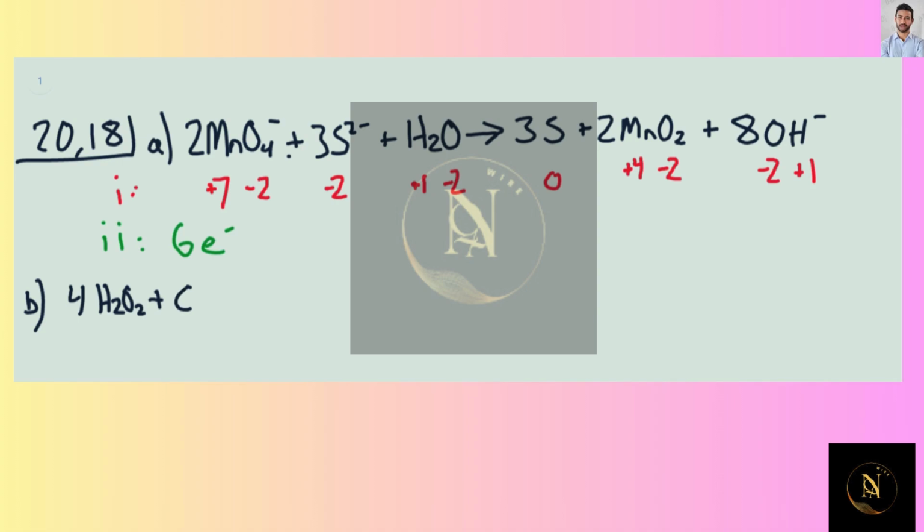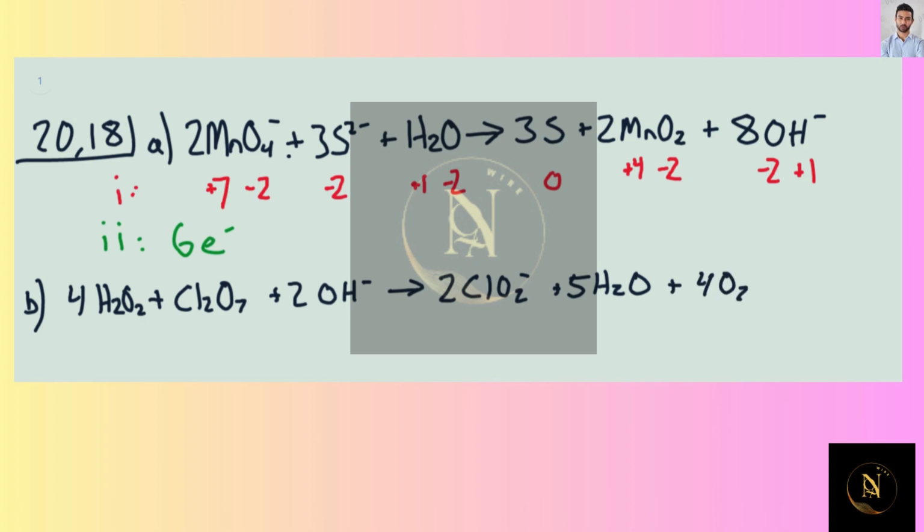So for part B, the reaction is 4 hydrogen peroxide, H2O2, plus Cl2O7, plus 2 hydroxide, and this will produce 2 ClO2⁻, 5 waters, and 4 oxygen molecules. So we can go ahead and look at the oxidation numbers of each of these reactants.